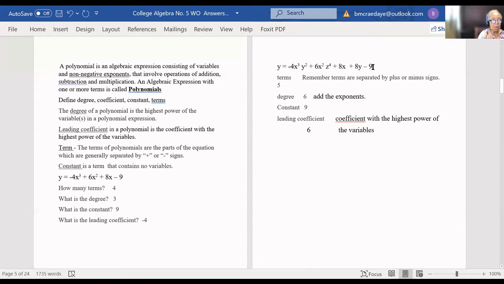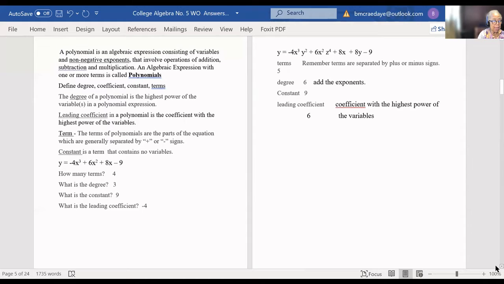What is the leading coefficient? The number in front of this term is 6, because the degree is 6. So the leading coefficient is 6.